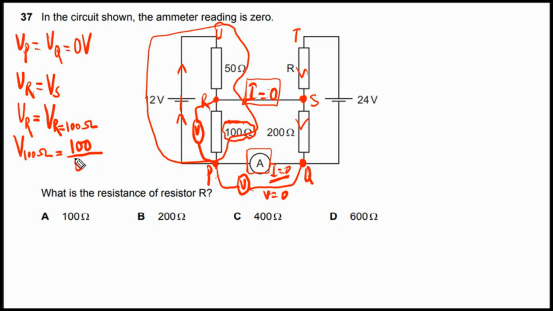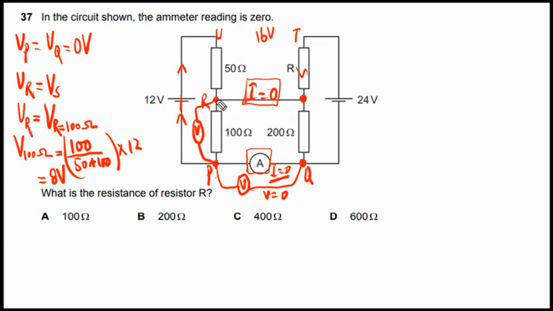So the total resistance of this circuit in this case is equal to 50 plus 100, and we need to multiply by the EMF of the power supply, that is 12. So in this case, the potential difference across the 100 ohm resistor will simply be equal to 8 volts, and this is the same as the potential at point R. As we have already found, the potential at point R is equal to 8 volts. It also tells us that the potential at point S is also equal to 8 volts.